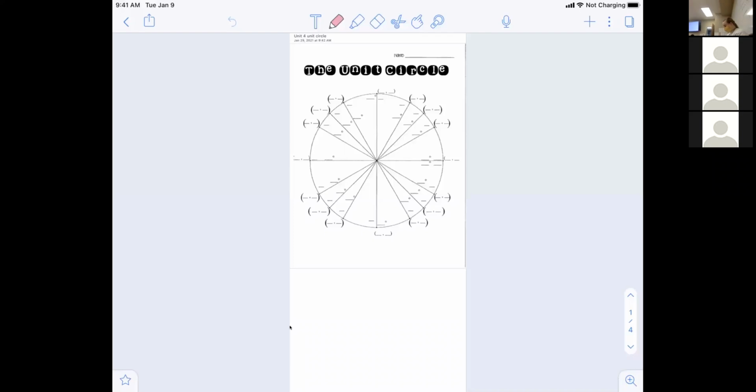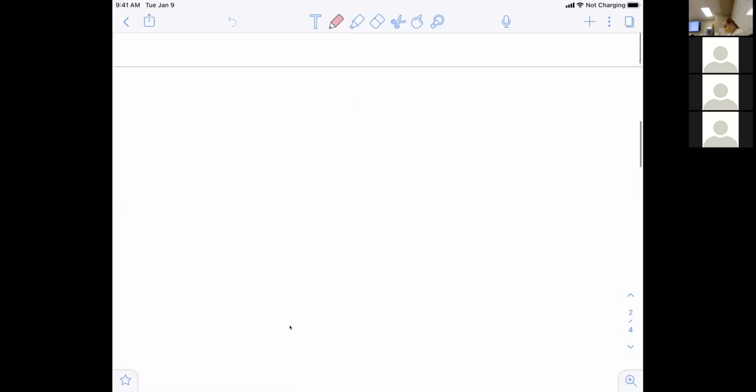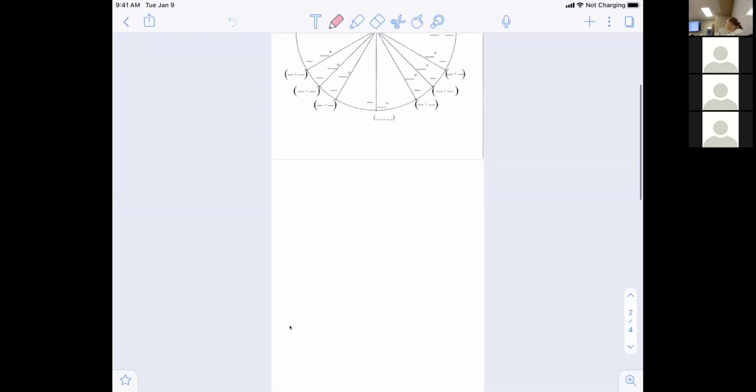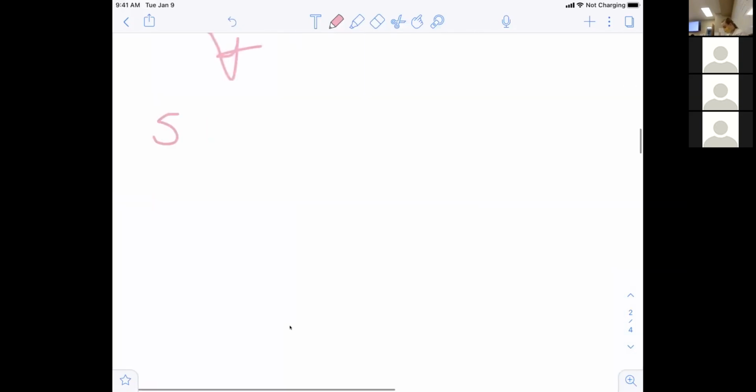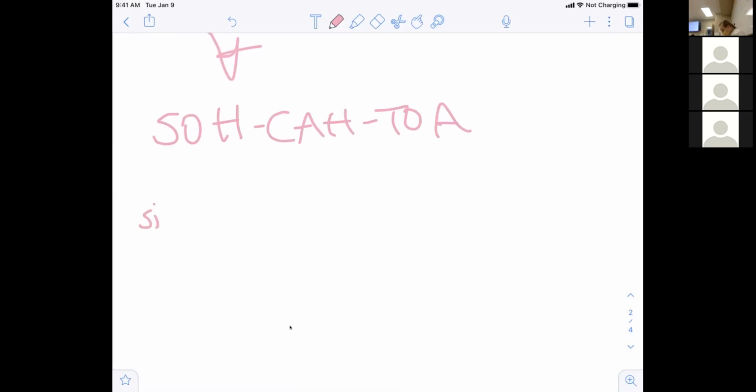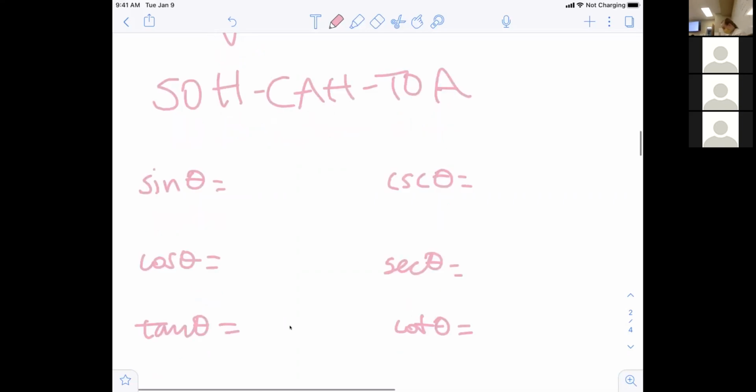The first thing I'm going to remind myself is my SOHCAHTOA. So on the back, right about here, I'm just going to write SOHCAHTOA and my sine, cosine, tangent stuff. I'm going to write it all nice and neatly. I'm going to do sine of theta, cosine of theta, and tangent of theta. Then cosecant of theta, secant of theta, and cotangent of theta. We're making a nice pretty box essentially.